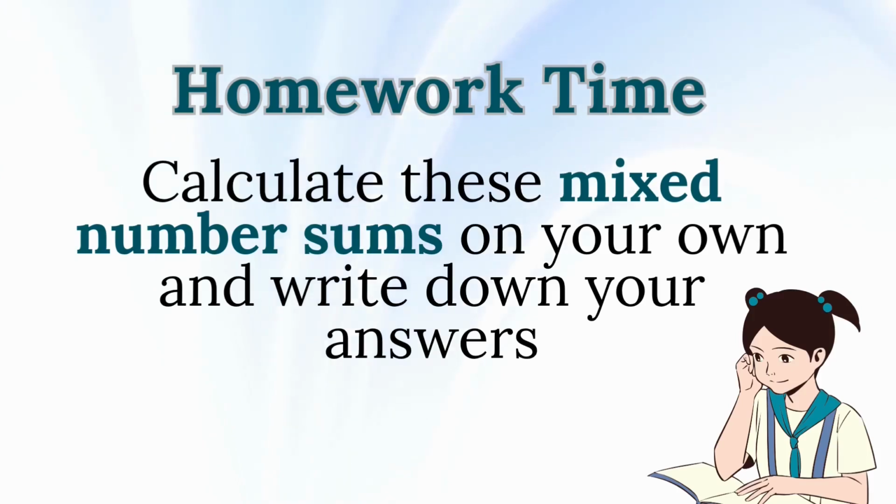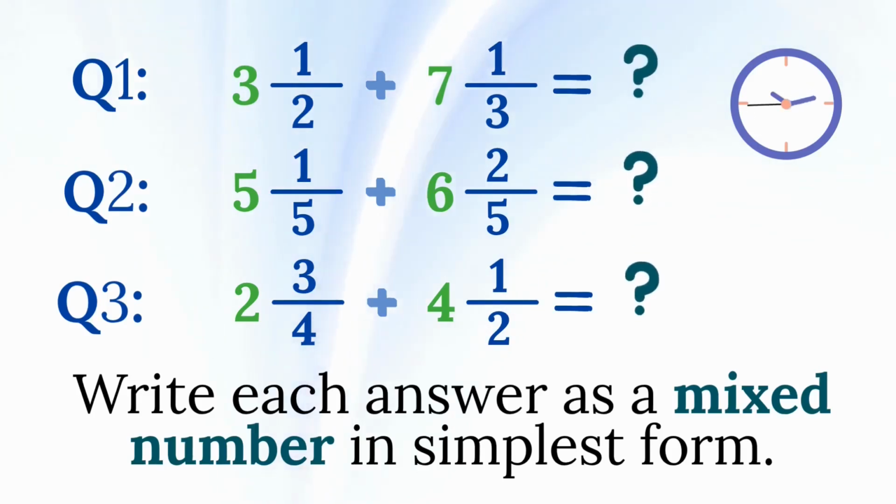Homework time. Calculate these mixed number sums on your own and write down your answers. Question 1. 3 and 1/2 plus 7 and 1/3 equals what? Question 2. 5 and 1/5 plus 6 and 2/5 equals what? Question 3. 2 and 3/4 plus 4 and 1/2 equals what? Write each answer as a mixed number in simplest form.